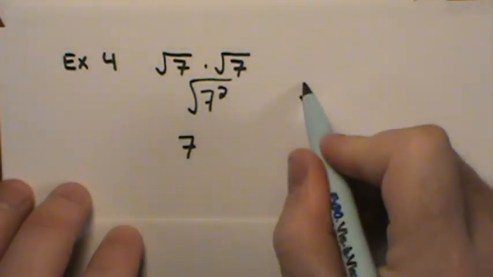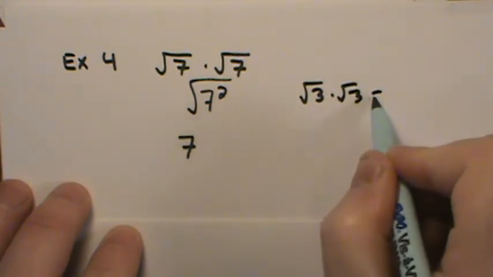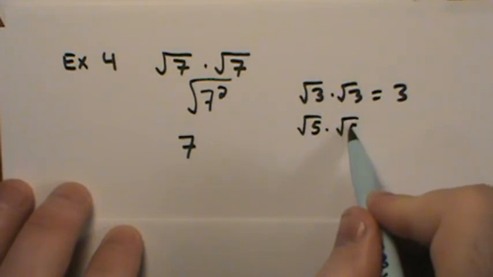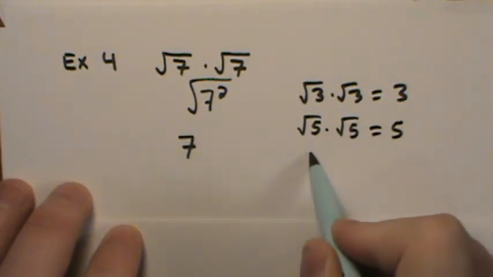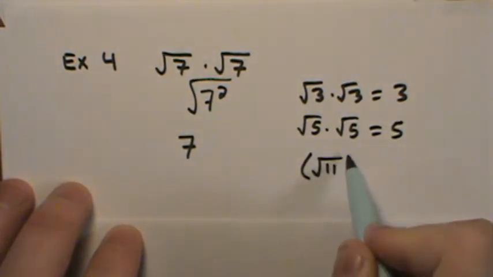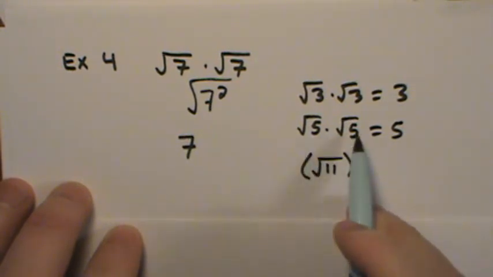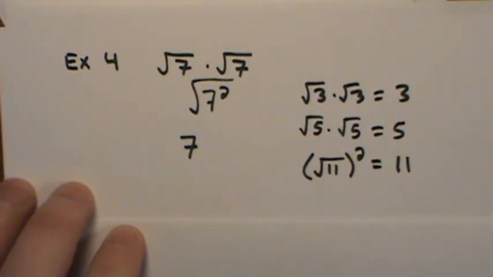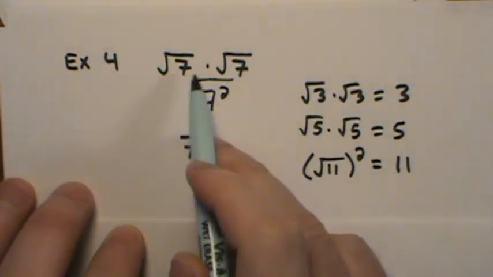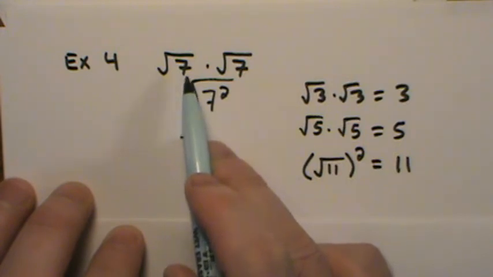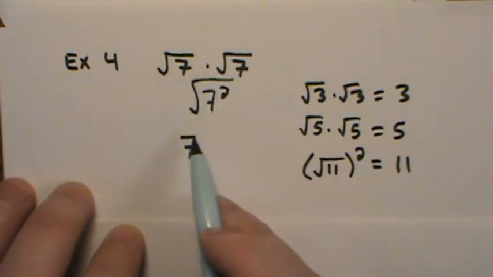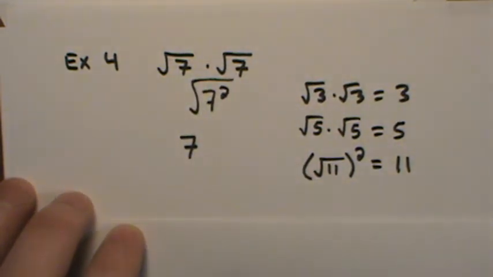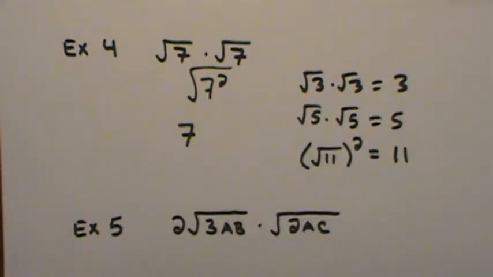Meaning that if you had radical 3 times radical 3, that's just 3. Radical 5 times radical 5 is just 5. A radical 11 squared, which means radical 11 times radical 11, is just 11. So that is something that you want to keep in mind. Any radical times itself is just going to become a regular rational number because it's just a square is what you're looking at. Let's move on to example 4.